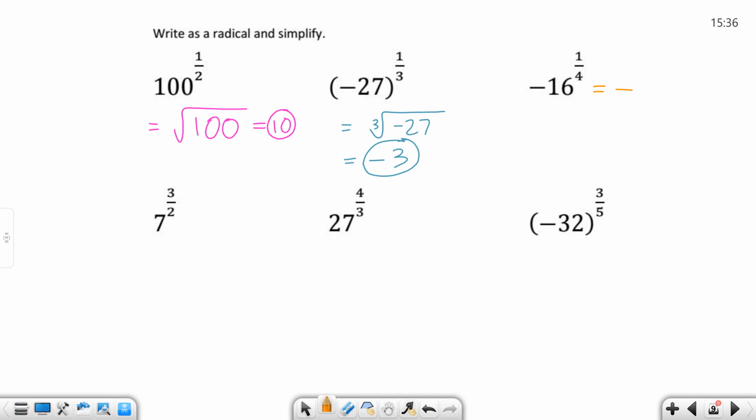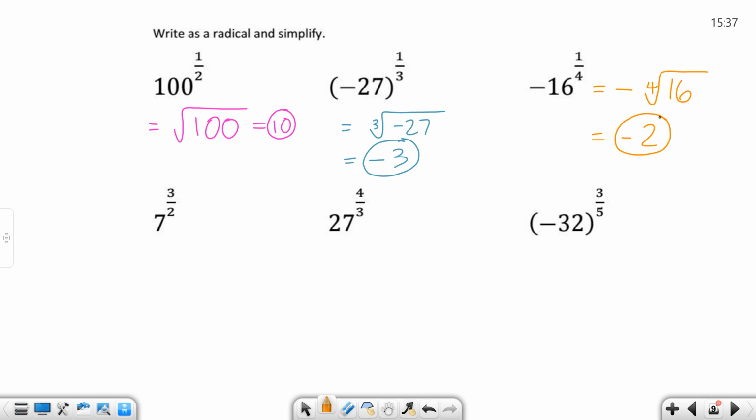As opposed to the next problem. The next problem is a negative sign out front, and then we have the 4th root of 16, and we don't write that first power, okay? Why is the negative not under the radical this time? Because this is not in parentheses. Order of operations: do the exponent before you multiply by the number out front. So this is going to be negative, and the 4th root of 16 is 2. 2 times 2 is 4, times 2 is 8, times 2 is 16, right? 4 2's multiplied together is 16.